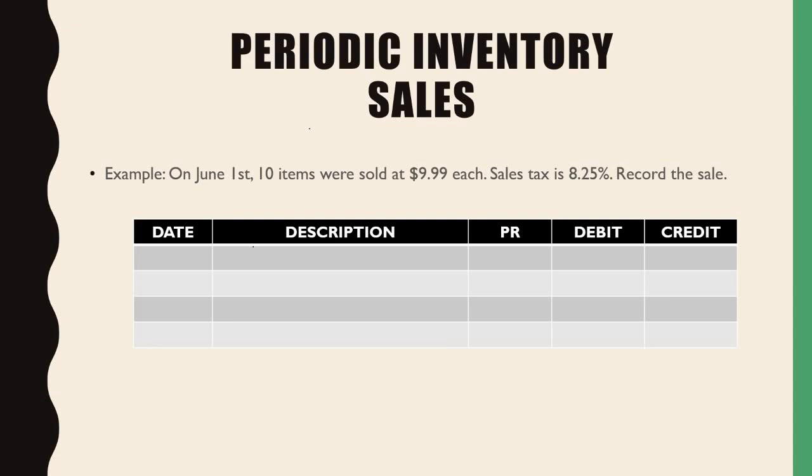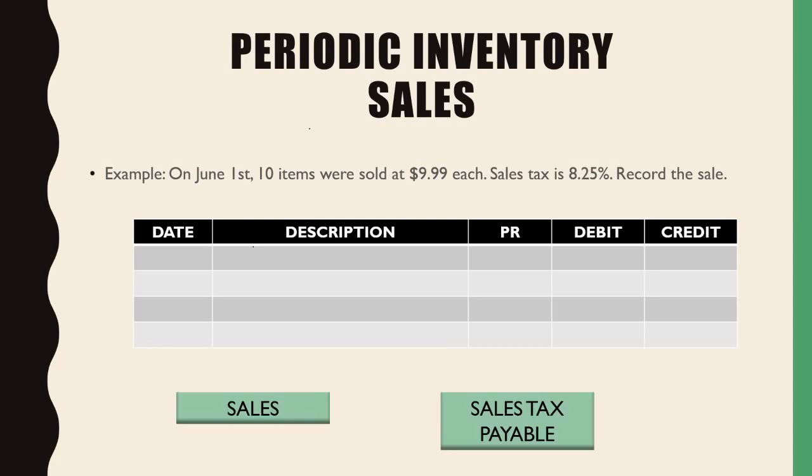So now let's talk about how we introduce periodic inventory sales. On June 1st, 10 items were sold for $9.99 each. Sales tax was 8.25%. Record the sales. So this is assuming we already made our purchases of inventory. Now that we already did our purchase, we're dealing with how we sell those items. So in this case, we're going to be taking a look at two key factors: sales and sales tax.